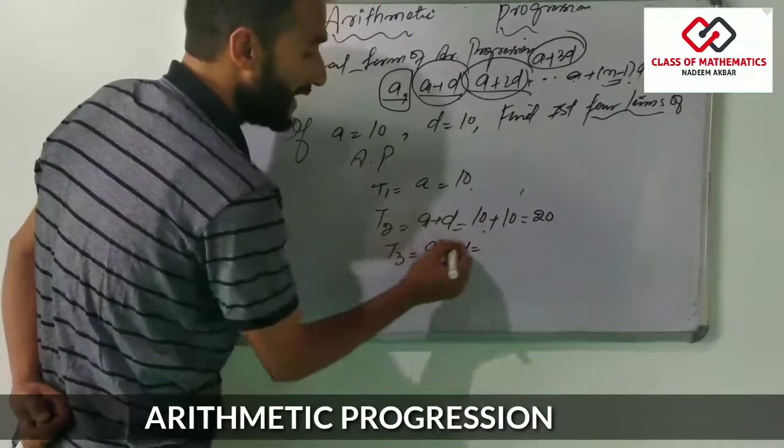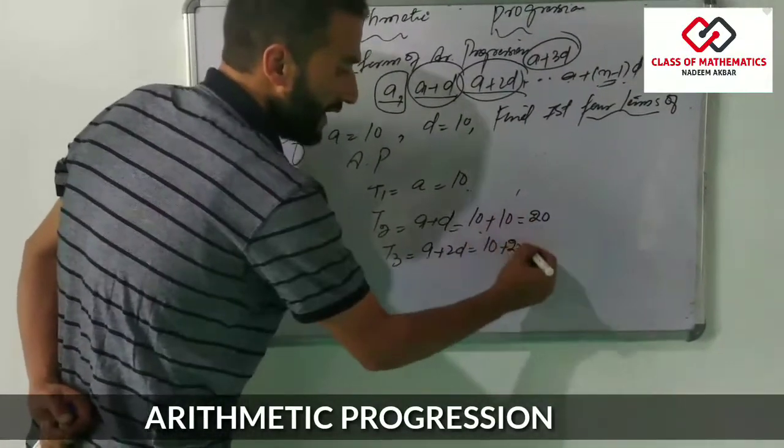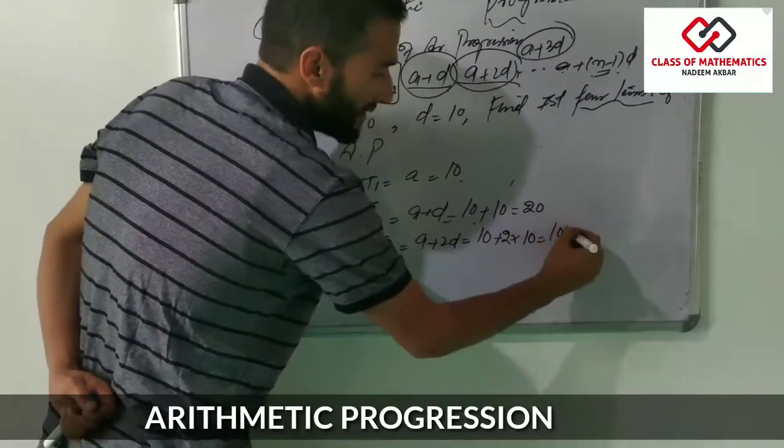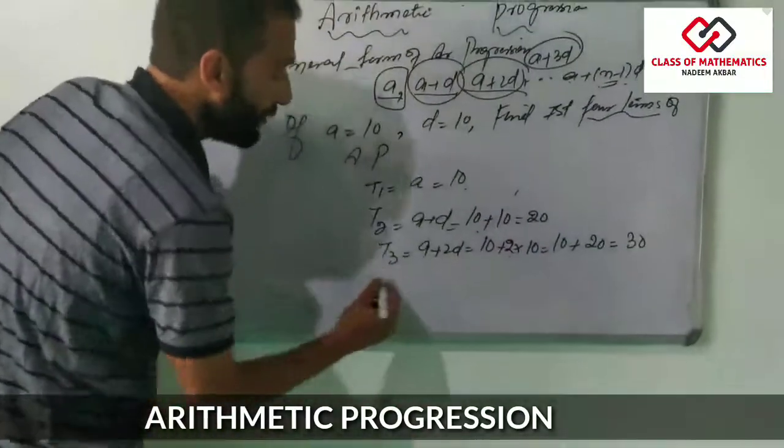So that will be A के बदले 10 plus 2 तो यहीं पे है into. अब इस d के बदले 10, so it will be 10 plus 2 tens are, it will be 20. This sums out to be 30. So what will be at T4?